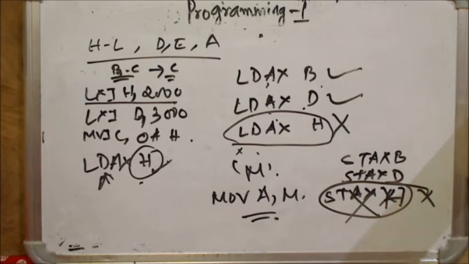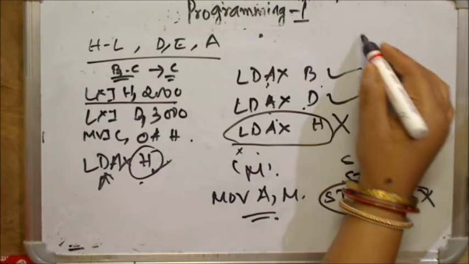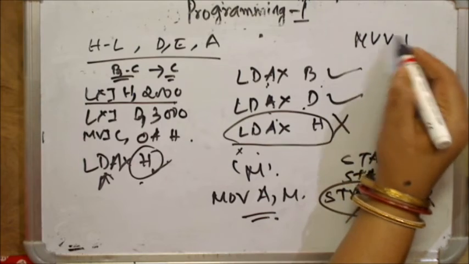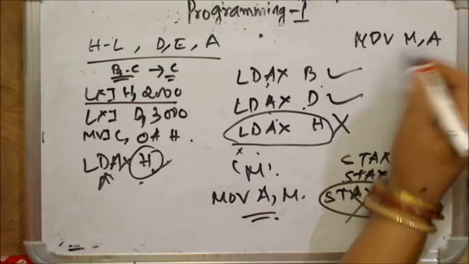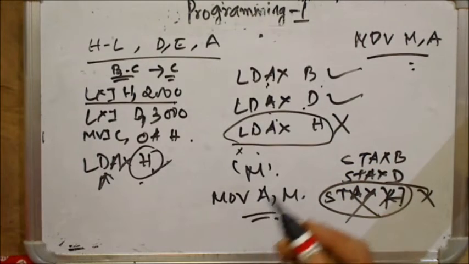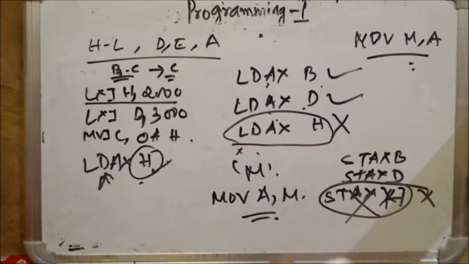There is no such instruction, because you want to store the data of A into the memory location pointed by the HL pair. To store the data of A into the memory location pointed by the HL pair, you have to write MOV M, A. These are the small mistakes that students make, so please remember these points.